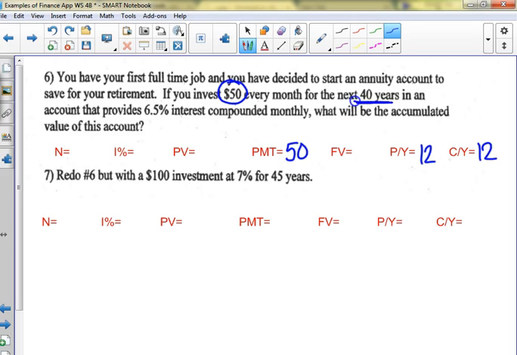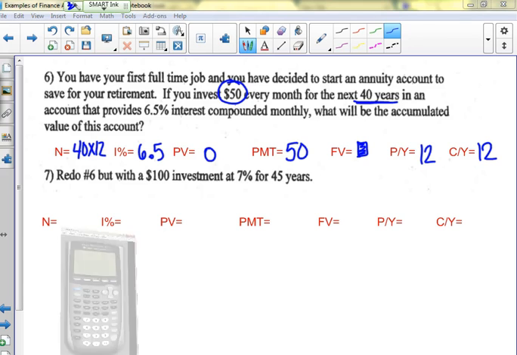For the next 40 years, you're going to do this. So N is going to be 40 times 12. Somehow you're going to get 6.5% interest. Okay, we have 2 spots left. What are we trying to find? Future value. So what are we going to put in present value? 0. Yeah, don't start with $50 even in the account. Just put 0. Yeah, leave it at end of the month.